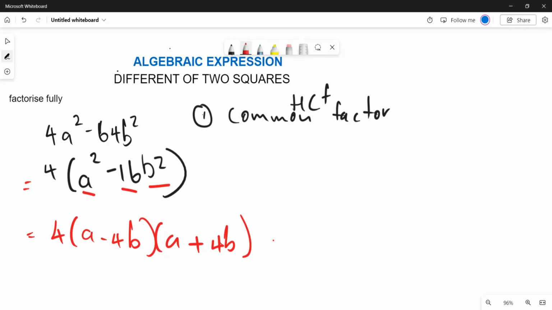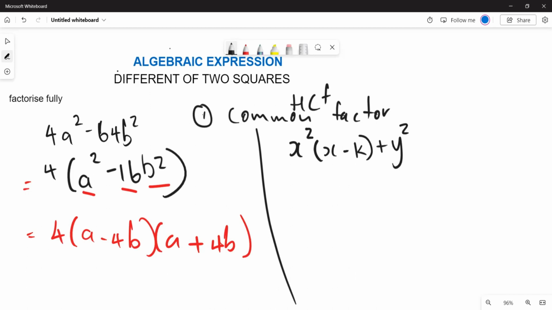Now let's check another interesting example. Let's make up some space here. Let's say I give you x squared into bracket x subtract k, and then plus y squared into bracket k subtract x, right? This one looks a little bit complicated, but let's just use our rule of thumb. The first thing we are going to do is a sign change.